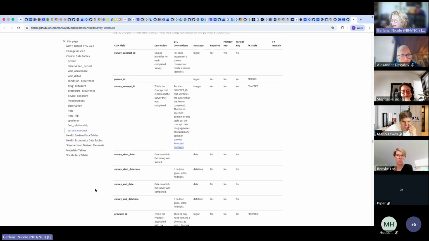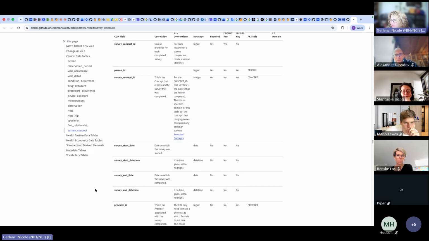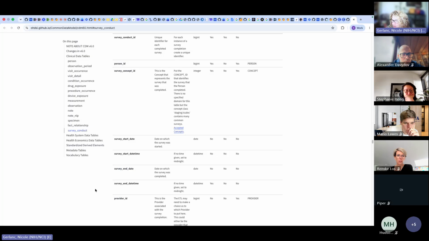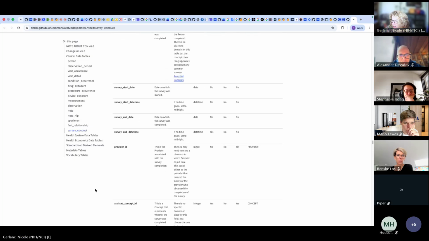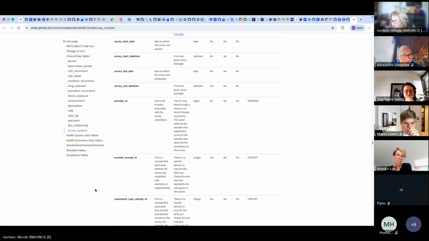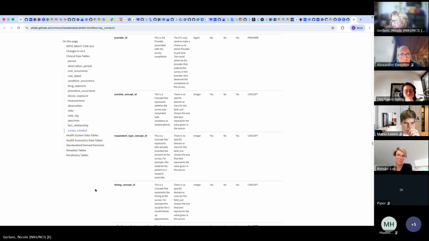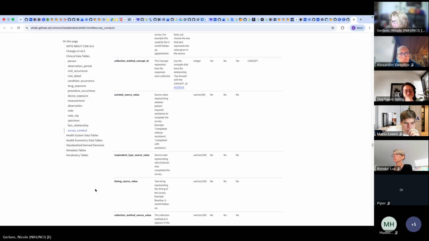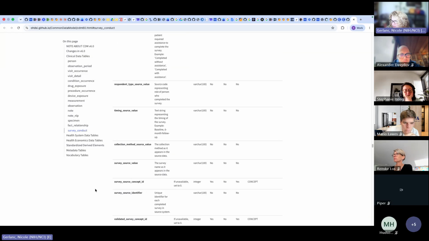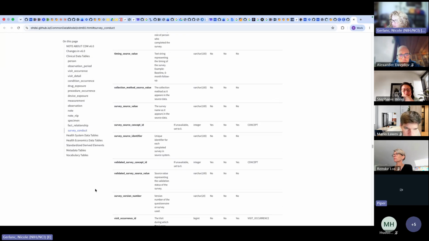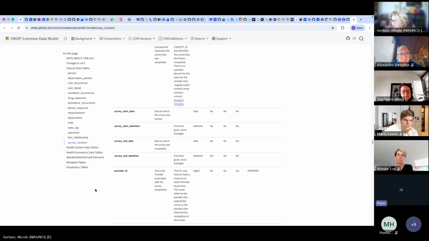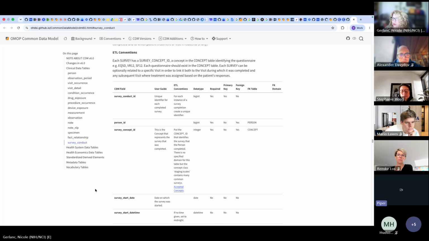Okay, I guess what I'm thinking is that they're the same things, like the instance of the survey and the metadata associated with that is the same thing. Is there a link to the actual survey table? Did you say there's two? There's the survey conduct and survey?